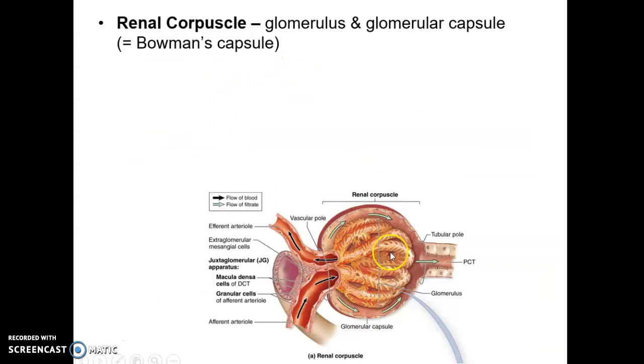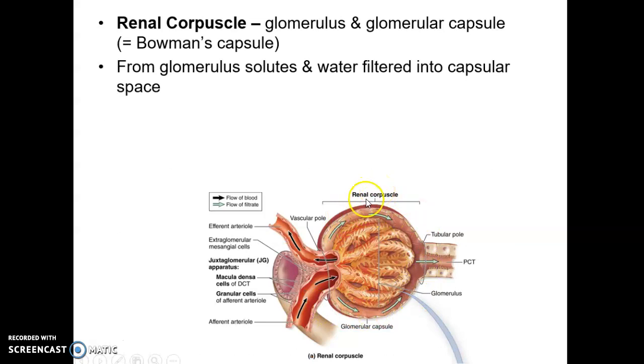Okay, so the renal corpuscle here is again the glomerulus, including the glomerular capsule or Bowman's capsule. From the glomerulus, solutes and water are filtered into the space here, the capsular space. This is indicated by these greenish arrows. That liquid is called the filtrate, and then that enters into the proximal convoluted tubule.